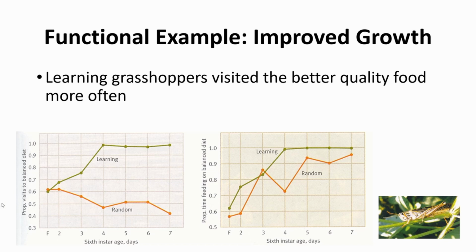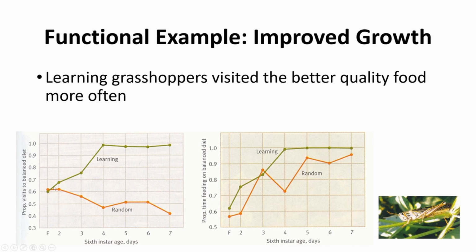So let's look at the results. These graphs at the bottom here have proportion of visits to balanced diet, at least for this first one here. And this is going to be in time. They're looking at age of the grasshoppers, but whatever, time is time. And it's important to note here that 0.5 would be about chance levels. So if you have a 50-50 chance of choosing between two options, you're sitting at chance levels.